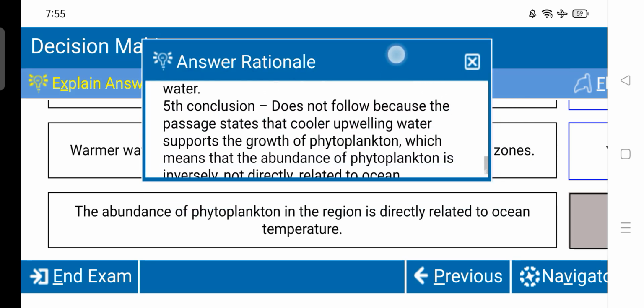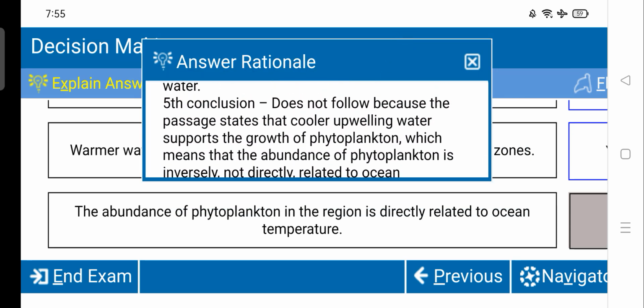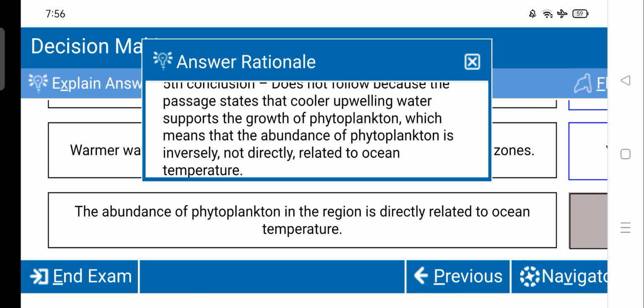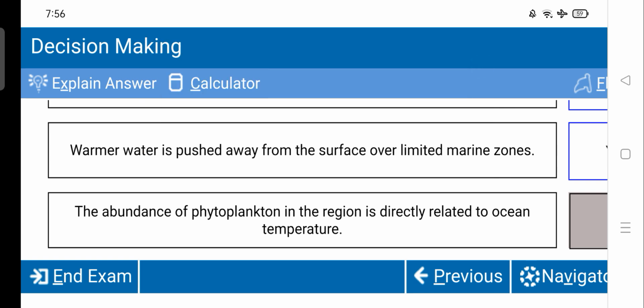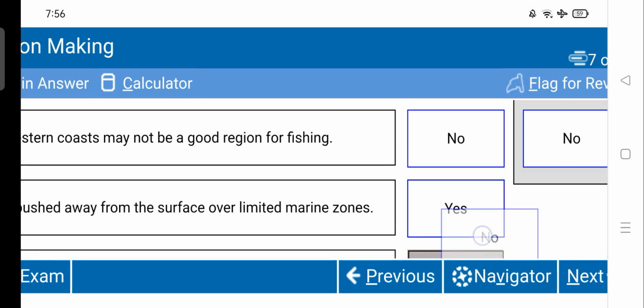The last conclusion says the abundance of phytoplankton in the region is directly related to ocean temperature. So the fifth conclusion does not follow because the passage states that cooler upwelling water supports the growth of phytoplankton, which means that the abundance of phytoplankton is inversely, not directly, related to ocean temperature. So the fifth conclusion does not follow. That's why we will drag a no and drop it here.